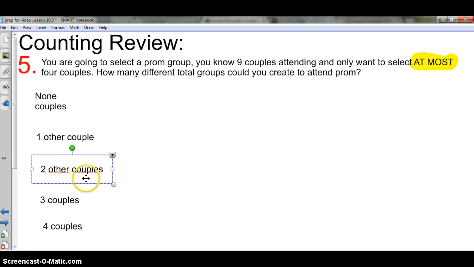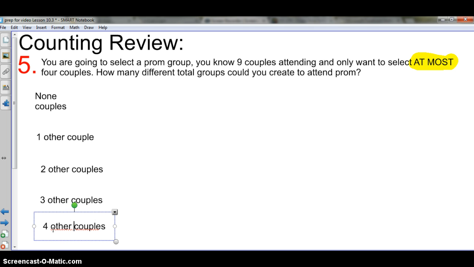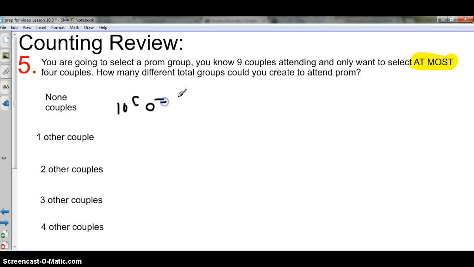And I guess I should keep using the word other. So you're going to select at most 4 other couples. Alright, how many ways can you choose nobody? The answer is 1 way, and that's just to choose nobody. But we can always use a combination for that. So we can say 10 choose no one, and you've got 1. So that might be your prom situation.